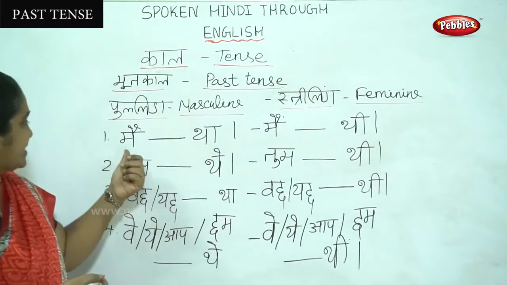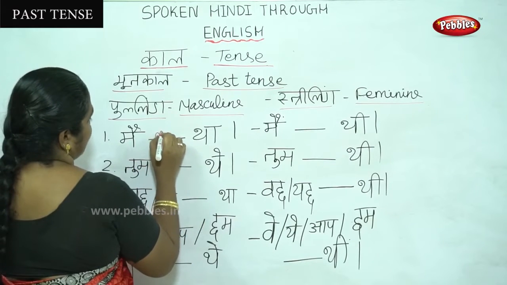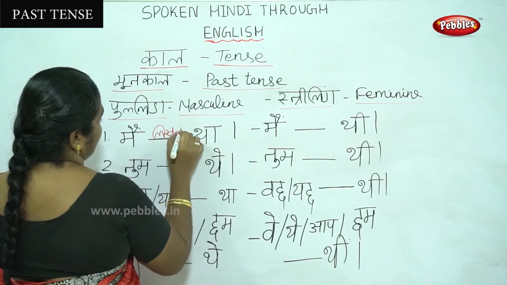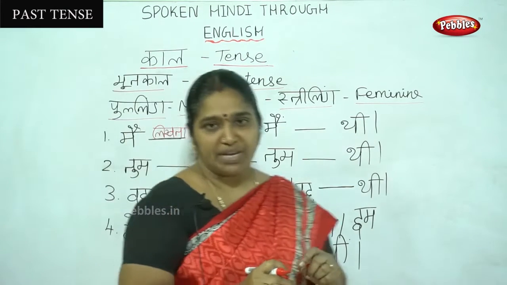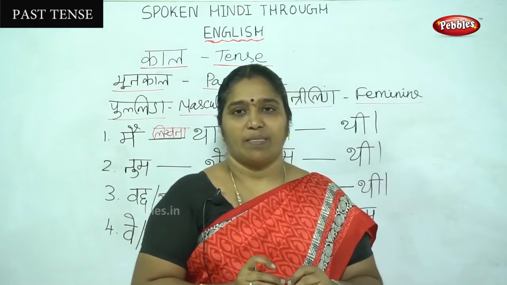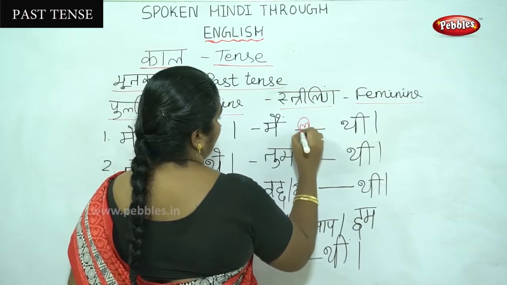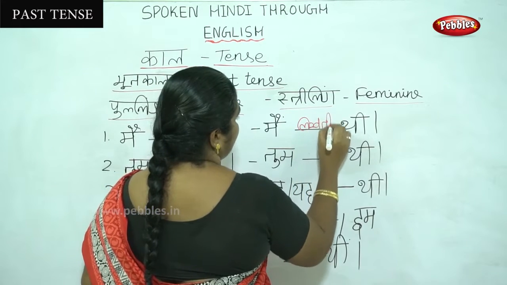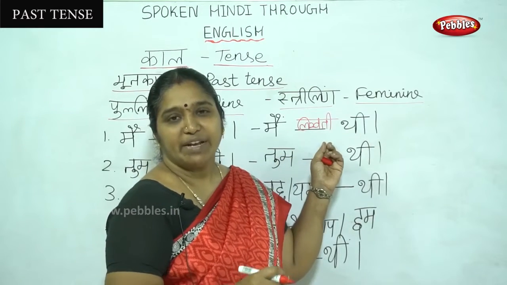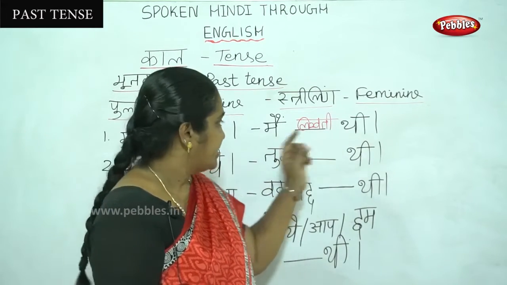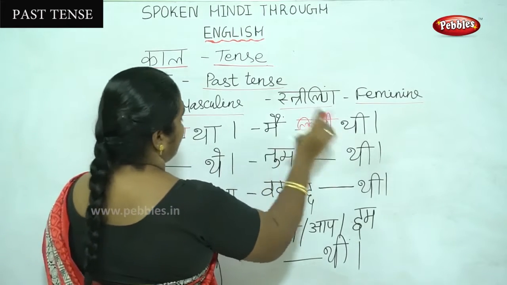So, going to the sentence. Main likhta tha, here the verb is likhta tha. Main likhta tha means I wrote. Here the same, but likhti. I have already told you that the feminine verbs end with the ee sound. Main likhti thi.